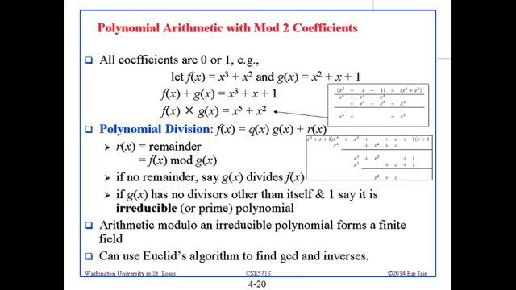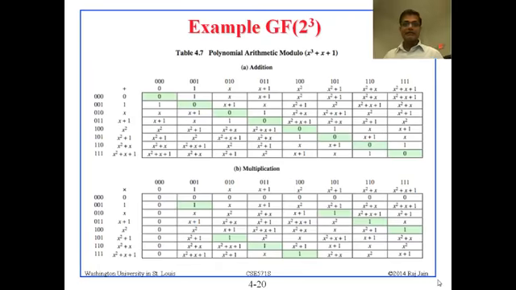Alright. So now you can divide. Arithmetic modulo an irreducible polynomial forms a finite field. Irreducible polynomial means a polynomial which is prime. Irreducible means prime, right? We said that. So if you define mathematics like this, that is a field, that is a Galois field. And then you can use Euclid's algorithm that we learned before to find the GCD, greatest common divisor, and inverses. And the inverses, right? Okay.